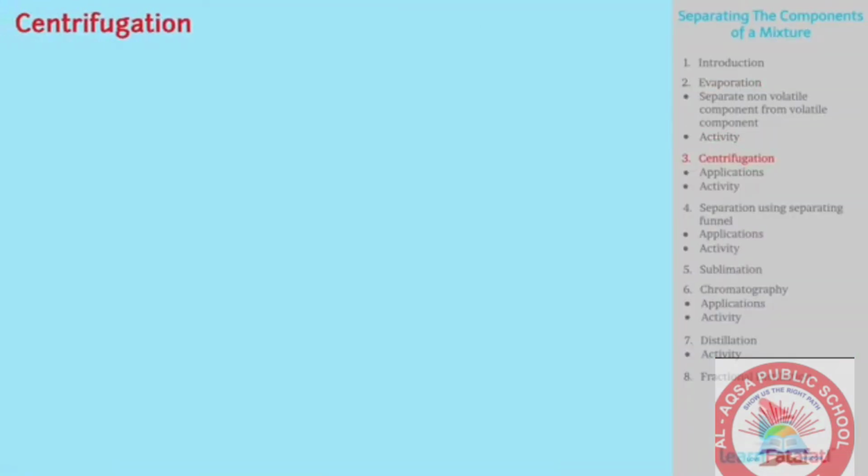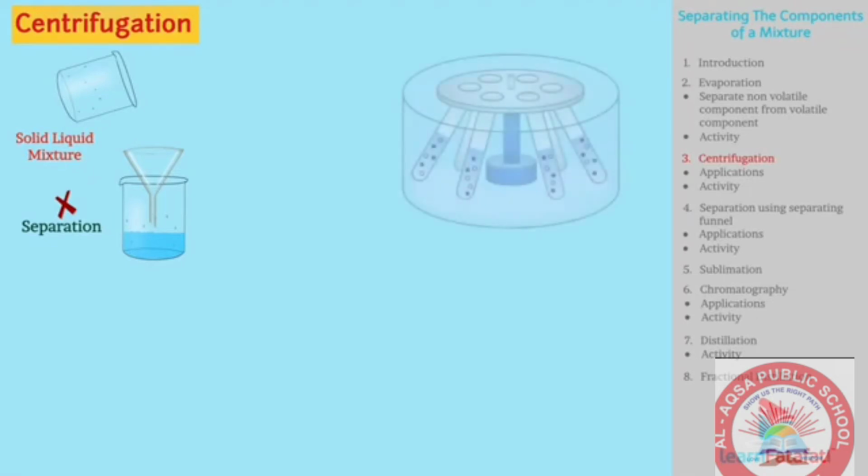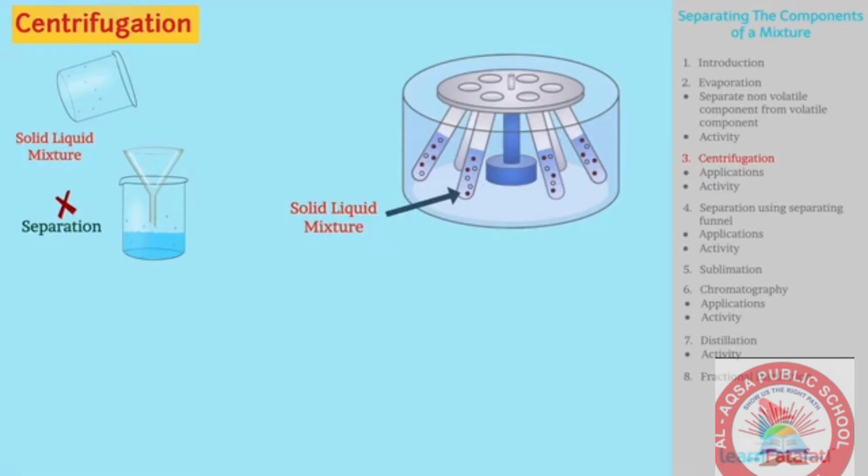Next is centrifugation. It is very easy to separate a solid from a liquid by filtration. But sometimes the solid particles in a liquid are very small and pass through the filter paper. In such a situation, we can use a new separation technique, that is centrifugation. We have to pour the solid-liquid mixture in the centrifuging machine and spin it rapidly.